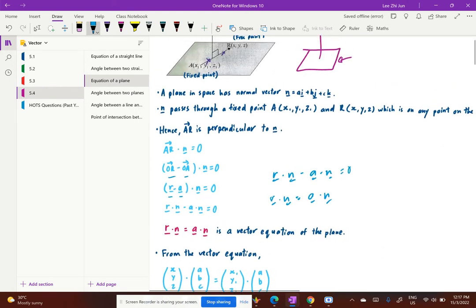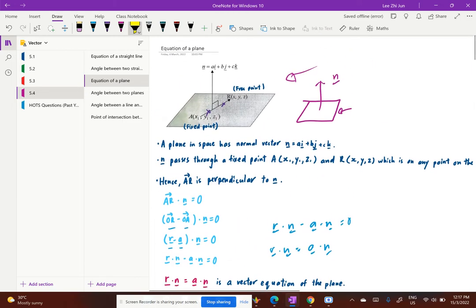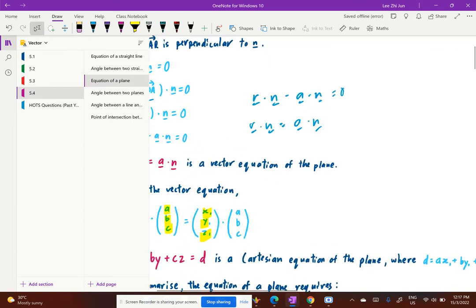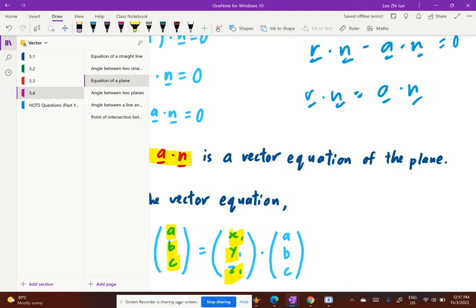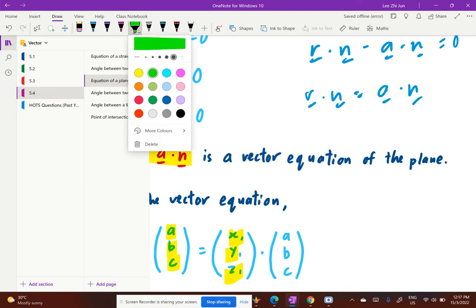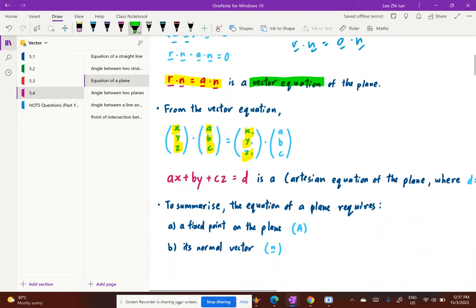So you can see r is x, y, z. The n is a, b, c. And a is x1, y1, z1, the fixed point. Just now, r dot n equals a dot n. This is the vector equation of a plane. And wait, let me use another color. Okay. And the Cartesian equation of the plane is ax plus by plus cz equals d.